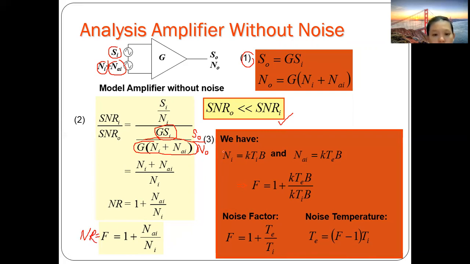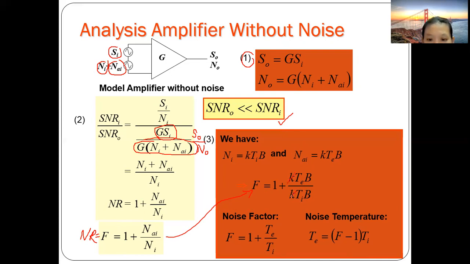We also use the Johnson formula. So we have a noise input equal to KTB, where T here is the temperature input. And NAI, for the artificial noise input, is equal to K, TE, B, where TE is the noise temperature and B is our bandwidth. So we substitute these two into the equation of F. So F equals 1 plus K, TE, the noise temperature, B, divided by K, temperature input, B.